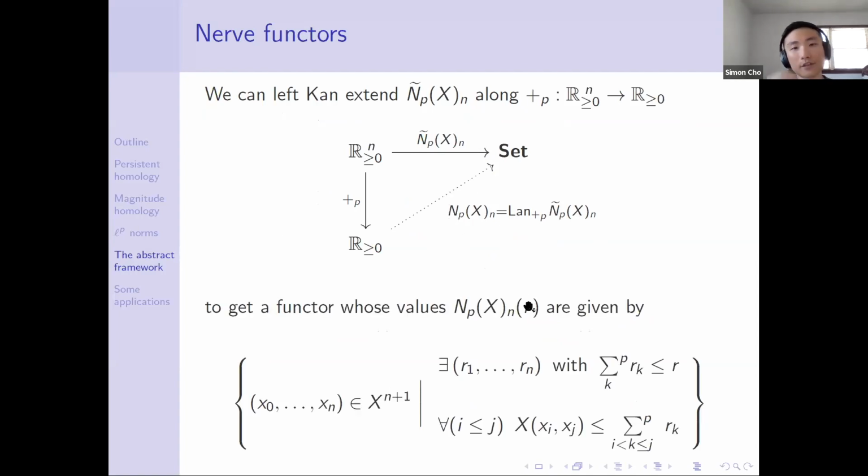So for each value of R, now you get this condition for it to be an n-simplex at scale R. Notice this is exactly the condition that we saw that qualified a tuple to be a simplex of either the Vietoris-Rips complex or the magnitude complex, depending on what P was. The point I want to emphasize is that these are all very natural beginnings and operations for what people might want to do in topology.